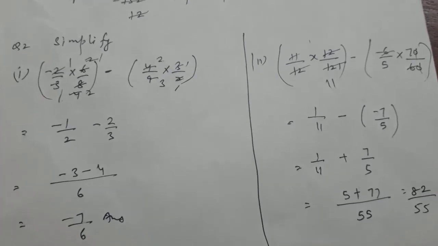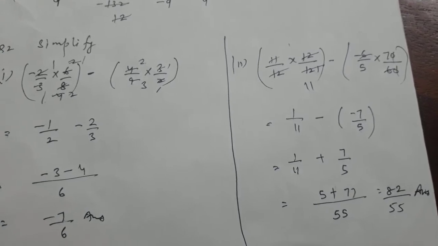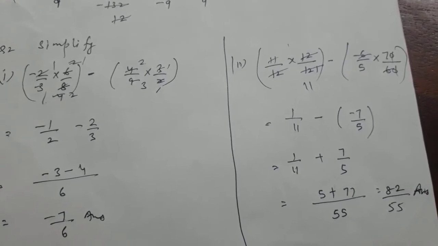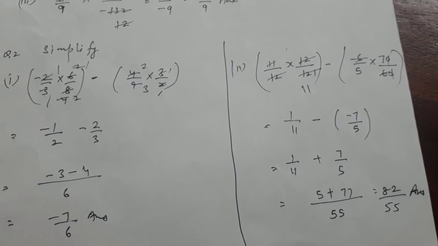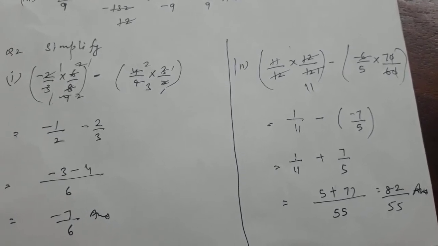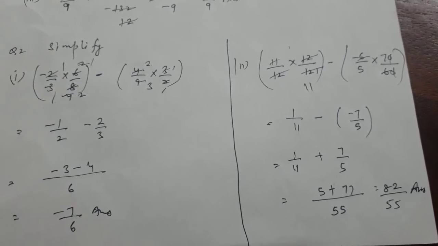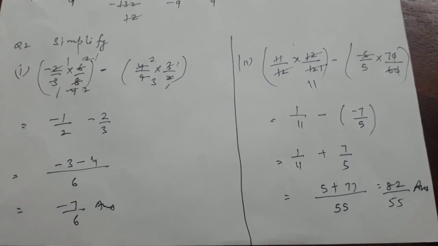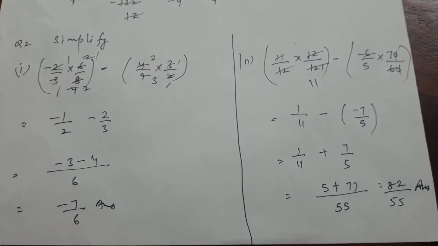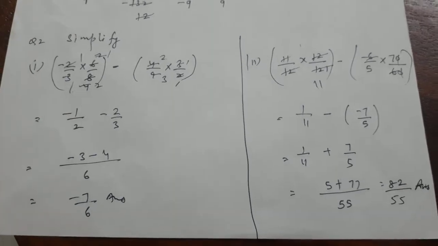In the second part, first group, 11 by 12 is getting multiplied by 12 by 121, minus 6 by 5 is getting multiplied with 70 by 60. After cancellations, we come out with 1 by 11 minus 7 by 5. After doing the LCM and multiplication, we will come out with the answer 82 by 5.